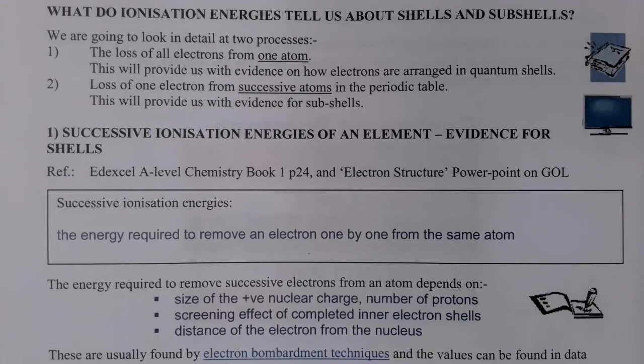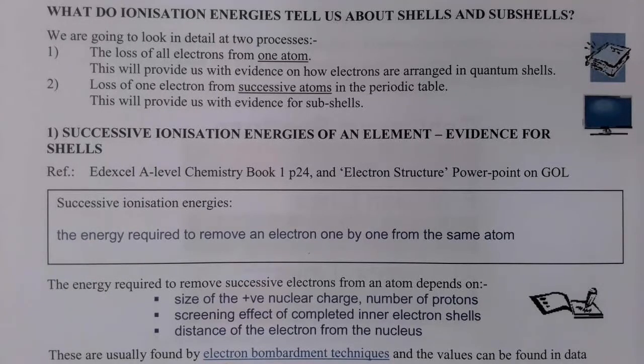First of all, we're going to look at the loss of all the electrons from one atom, and that's going to give us evidence for these principal quantum shells. Then we're going to move on to look at the loss of one electron from successive atoms in the periodic table, and that's going to provide us with evidence for subshells. So the successive ionisation energies is the energy required to remove an electron one by one from the same atom.